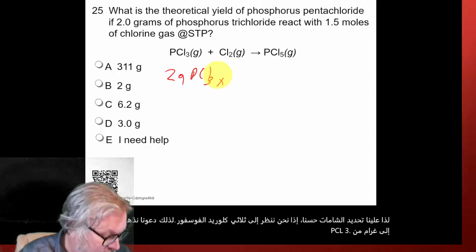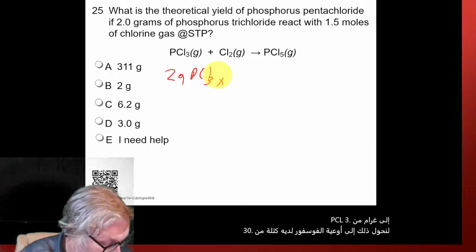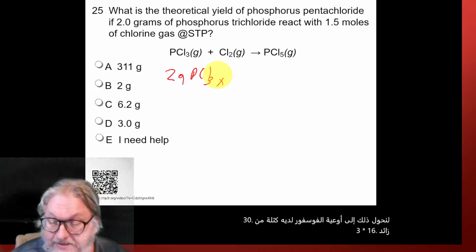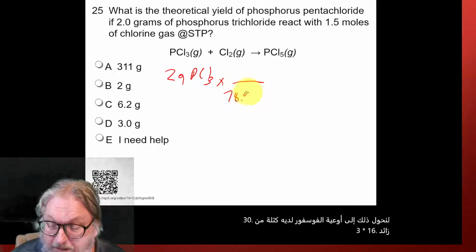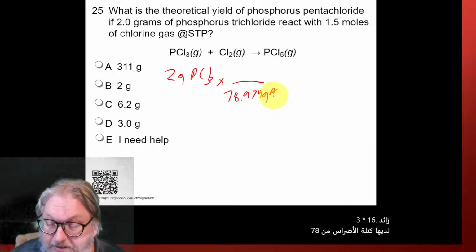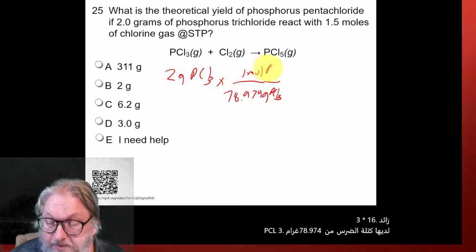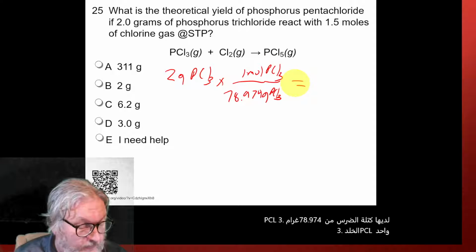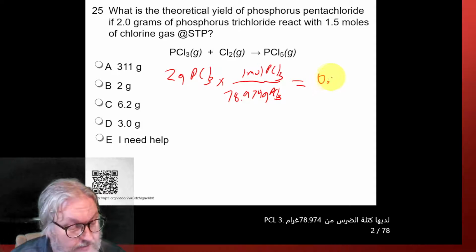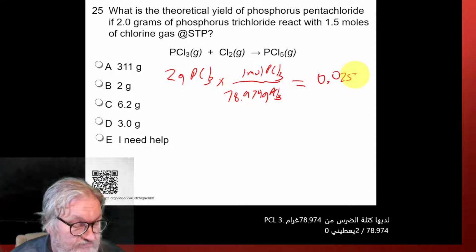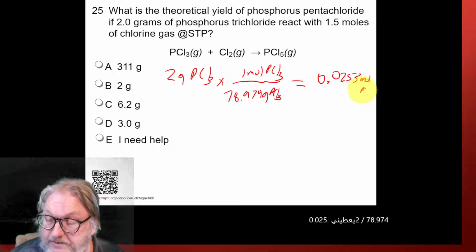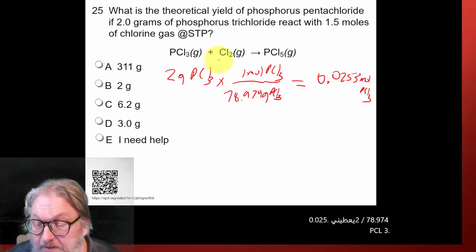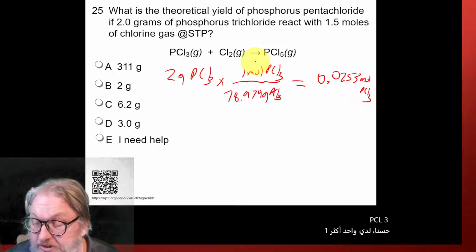Phosphorus has a mass of 30.974 plus 3 times 35.45. That has a molar mass of 137.33 grams PCl3 per 1 mole PCl3. 2 divided by that gives me 0.0146 moles PCl3. Okay, so I've got 1 mole of PCl3, 1.5 moles of chlorine, and I notice that's a 1-to-1 ratio.